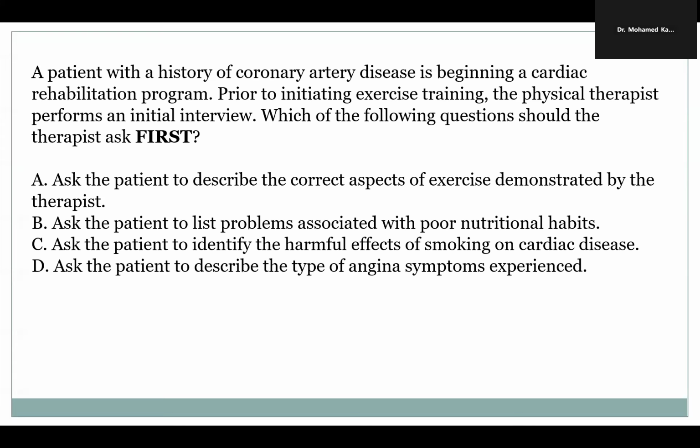Okay. So, which of the following questions should the therapist ask first? The patient has coronary artery disease, is starting a cardiac rehabilitation program, and you are interviewing the patient. What question should you ask first? A. Ask the patient to describe the correct aspects of exercise demonstrated by the therapist. B. Ask the patient to list problems associated with poor nutritional habits. C. Ask the patient to identify the harmful effects of smoking on cardiac disease.